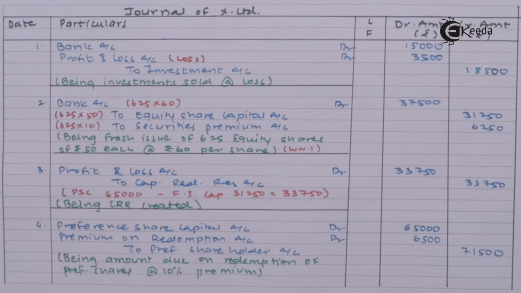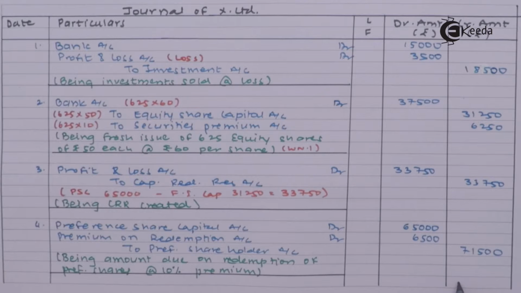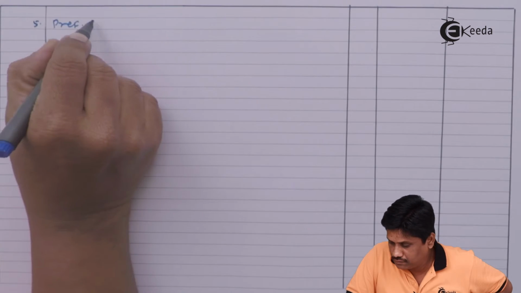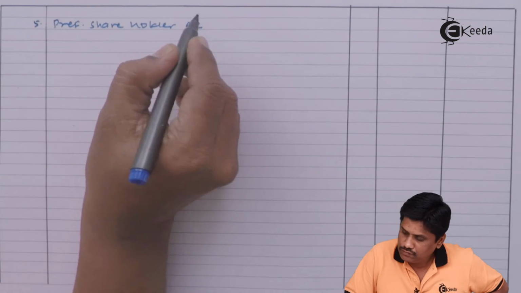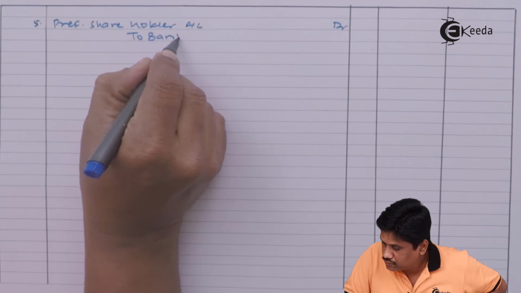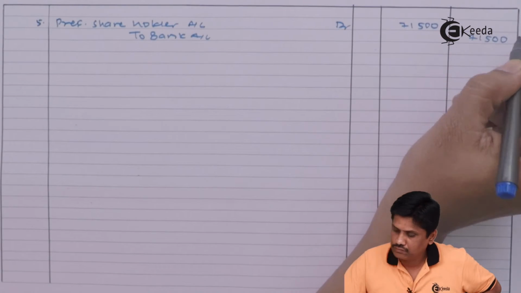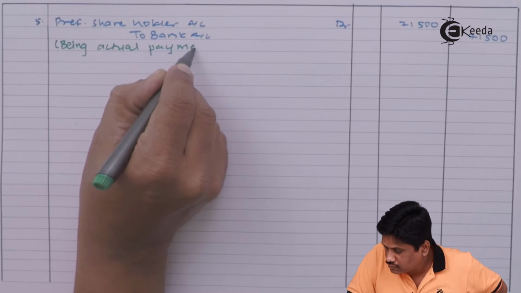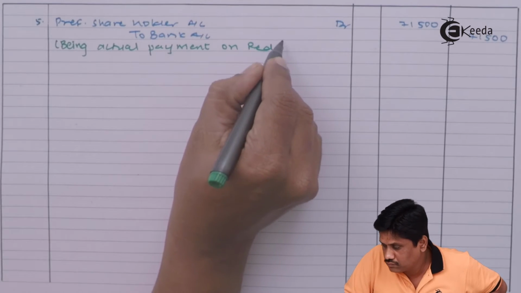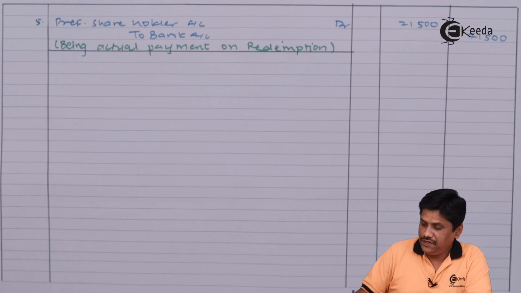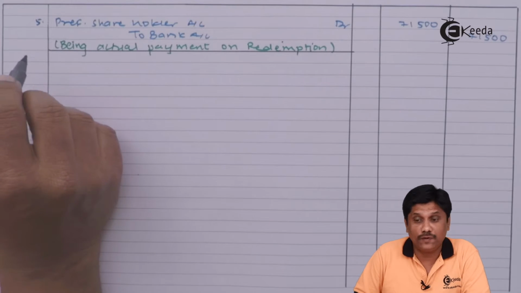Being amount due on redemption of preference shares at 10% premium. This will be continued on the next page, so I am writing here continued. Entry number 5, to make the actual payment. Being actual payment on redemption. Last entry, premium on redemption will be written off against profit and loss account.